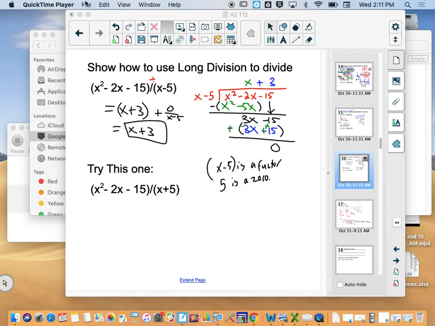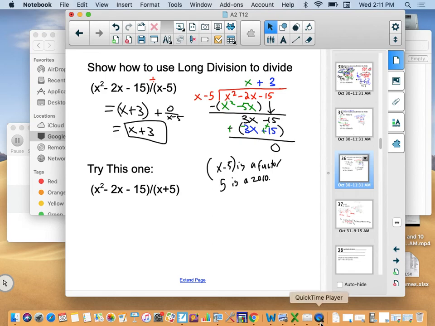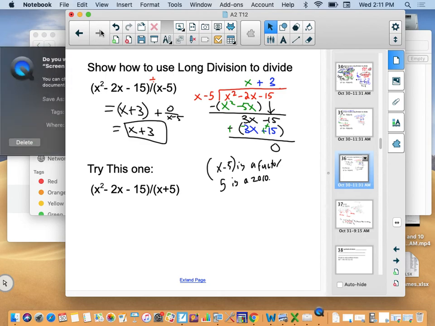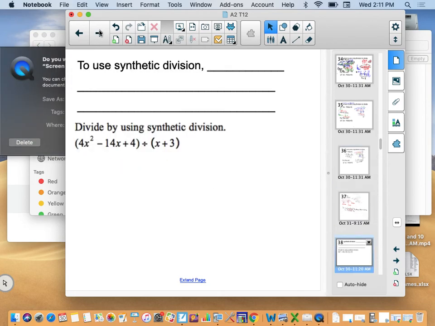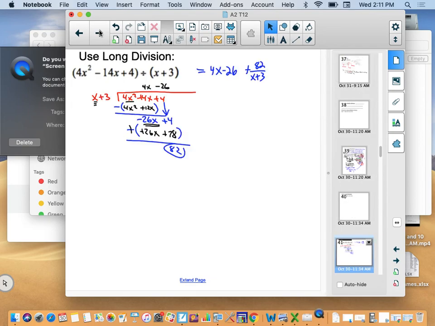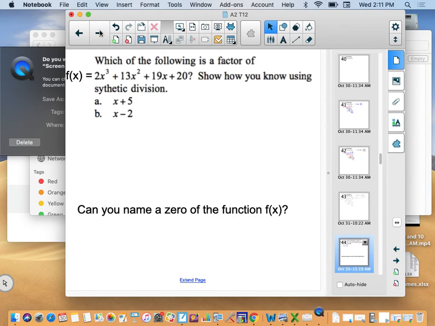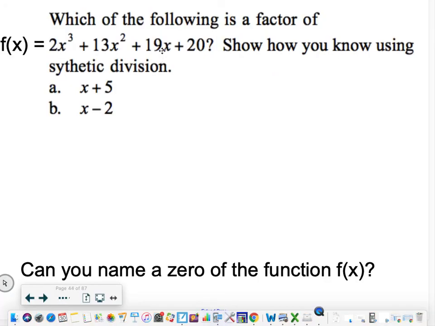So why don't you try a couple division problems here. Try this problem, A and B. Try one of them with long division and the other one with synthetic division, just to practice both of those. Or if you want to try them each way, that'd be fine too.